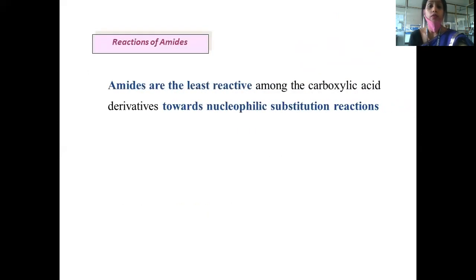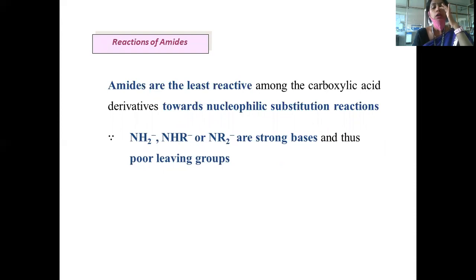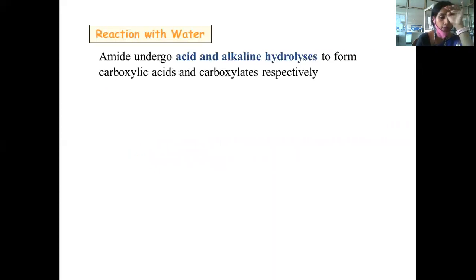Then we see the reaction of amides. Among all the derivatives of carboxylic acids, amides are the least reactive. Why? Because they are bad leaving groups. They don't leave very easily. They are poor leaving groups, and that is why they are less reactive towards nucleophilic substitution reactions.